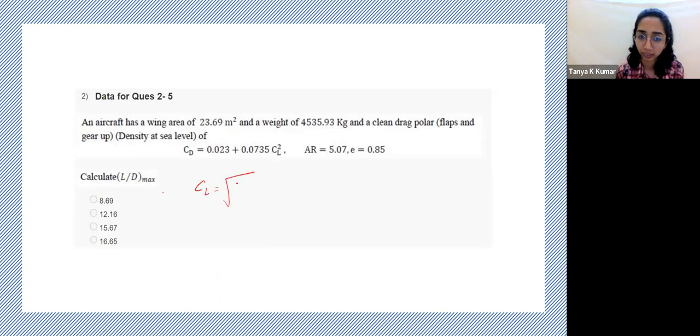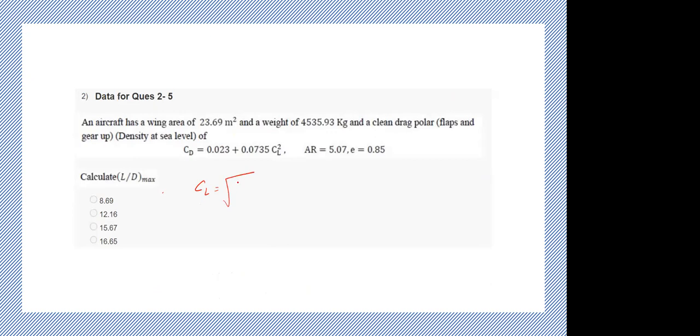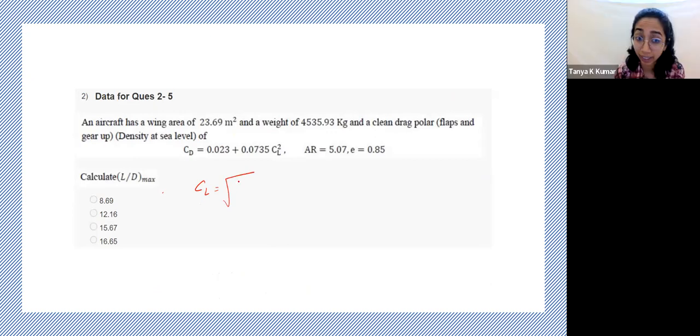Ma'am, under root of 3 CD naught by K. For the L by D maximum case, when will this L by D be maximum? When drag is minimum. So for minimum drag, what was the CL? We just did this question. If your drag has to be minimum drag condition, what is the CL?